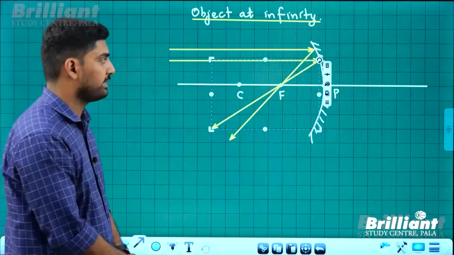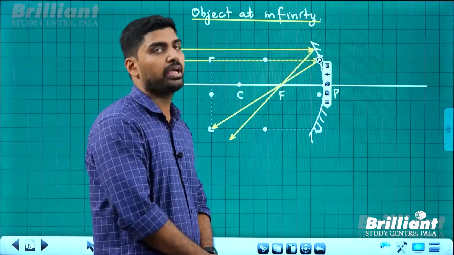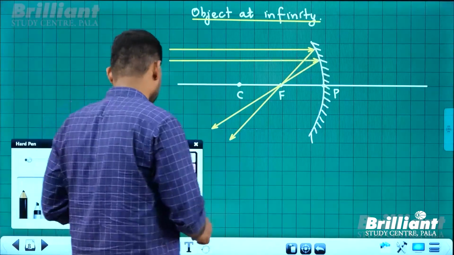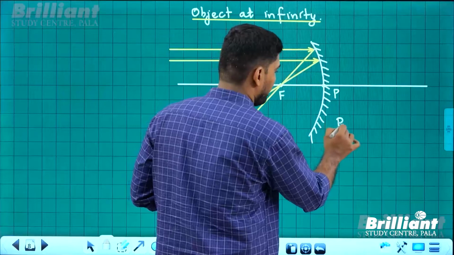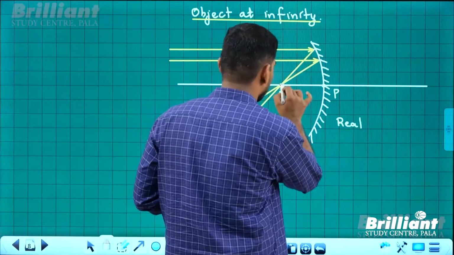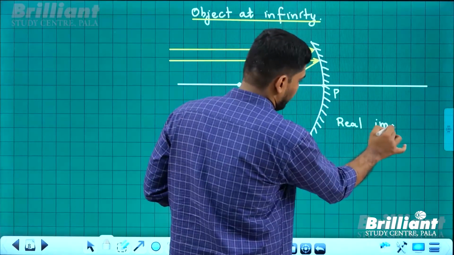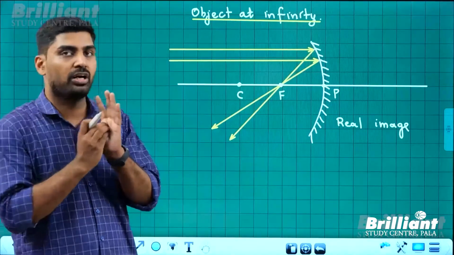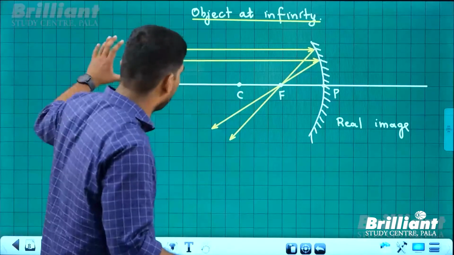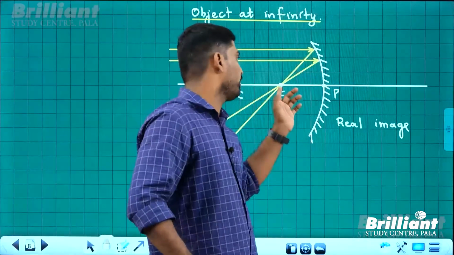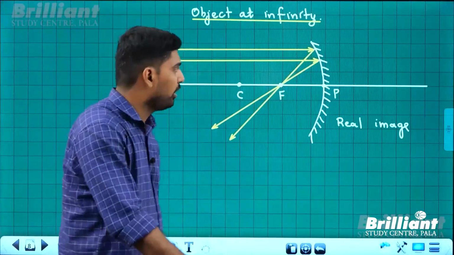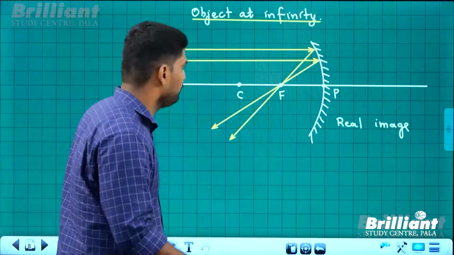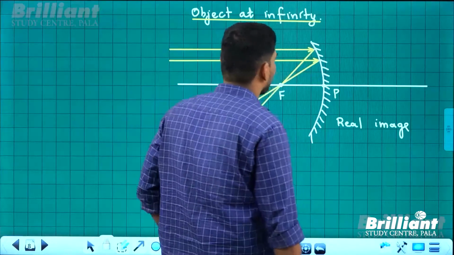You can see it like this. I hope that is clear. So what we have is a real image. Why do we call it a real image? Because the light rays are actually meeting. If we place a screen over here, we will get a clear image on that screen. If the light rays are coming from the sun, by placing a mirror over here, we can obtain a real image at the focus. The light will be concentrated at that point.